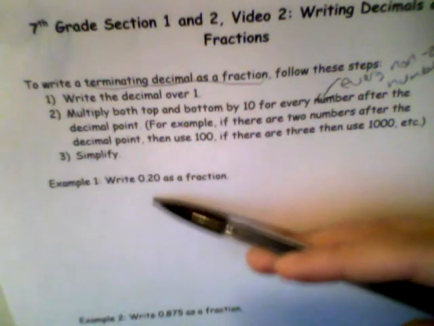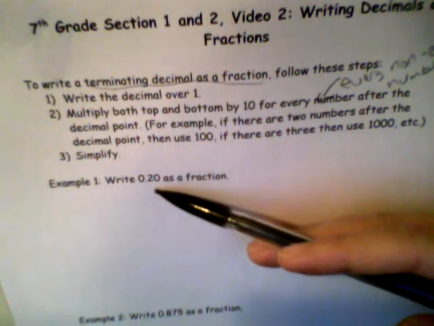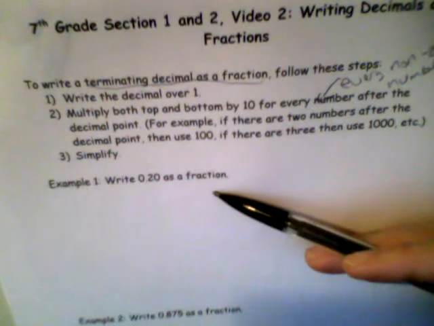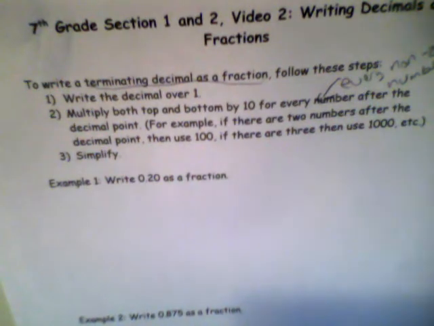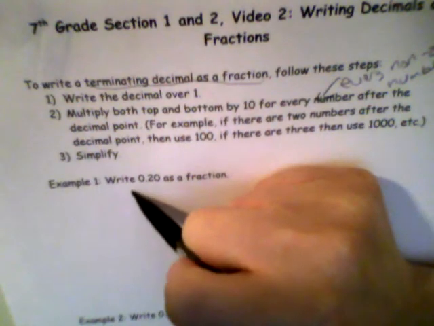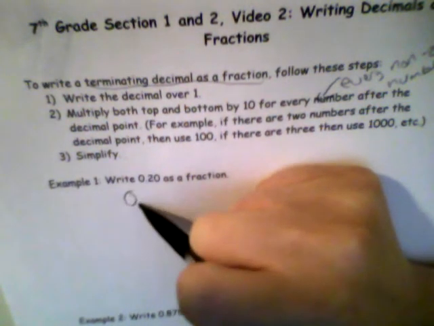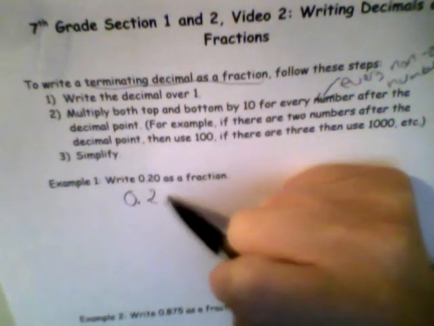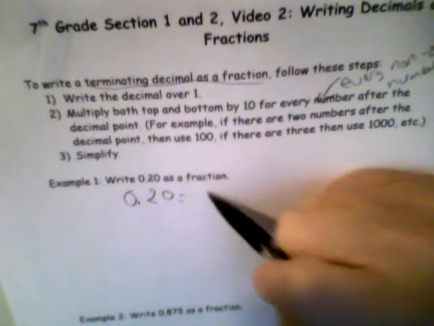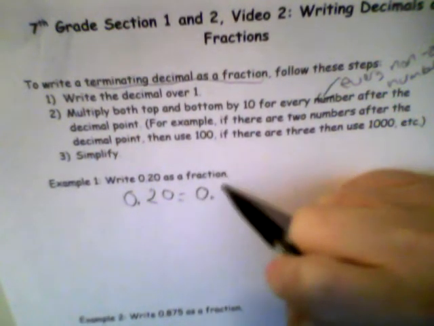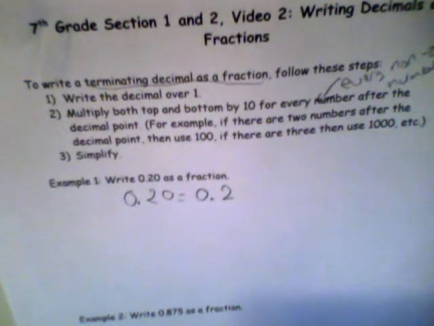So the first example is write 0.20 as a fraction. Now notice that 0.20 is the same as 0.2. So I'm going to make a note of that. Go ahead and write this down. So 0.20 is just the same as 0.2. Now, let's look at my first step.